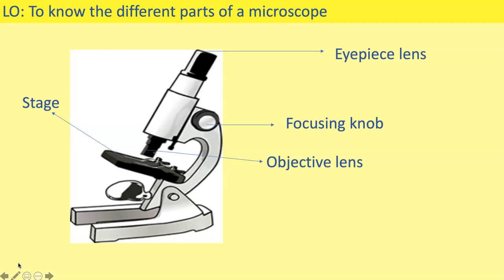Okay, so for the one at the top, we should have the eyepiece lens. The one on the left should be the stage. Then we have on the right, in the middle, the focusing knob. And then finally, we have the objective lens. So remember, there are 2 lenses on a light microscope.